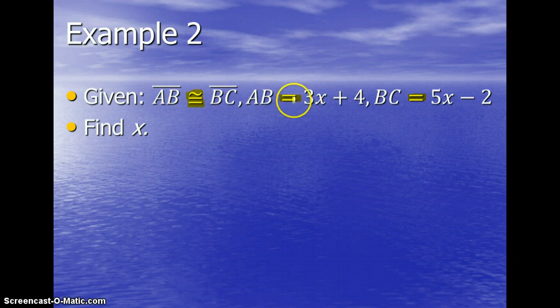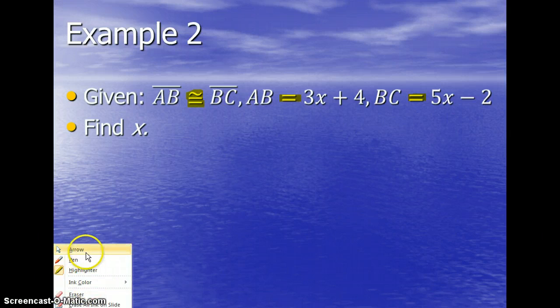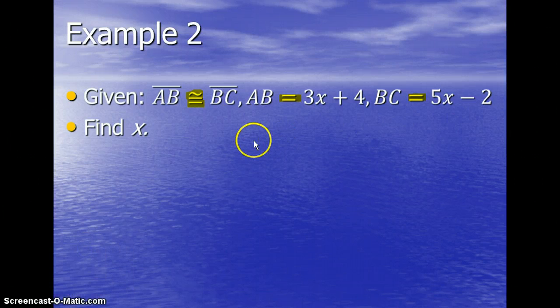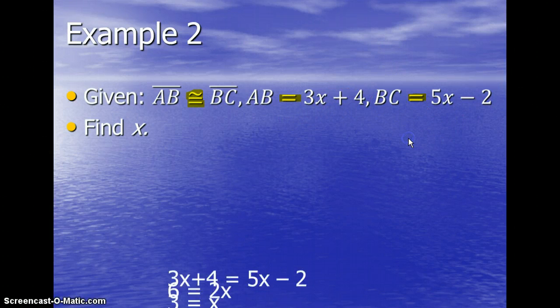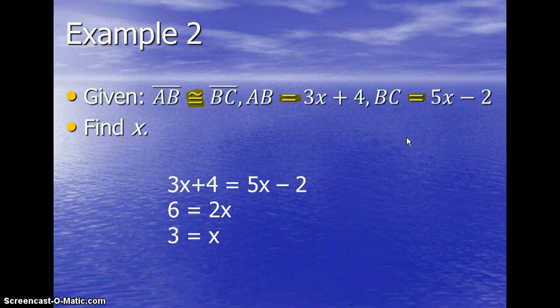They're not congruent to 3x plus 4. BC is not congruent to 5x minus 2. It equals that. Now, congruence means that the segments are at the same measurement. So I can take the measurement for 3x plus 4 and set it equal to 5x minus 2, and then just solve for x. Well, the way to solve that is I'm going to bring 3x over to both sides.